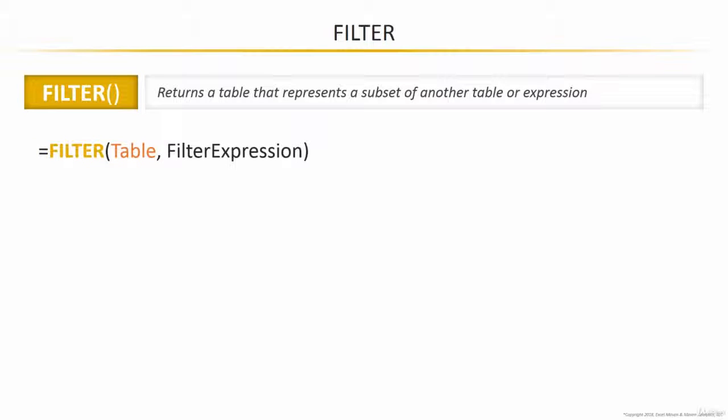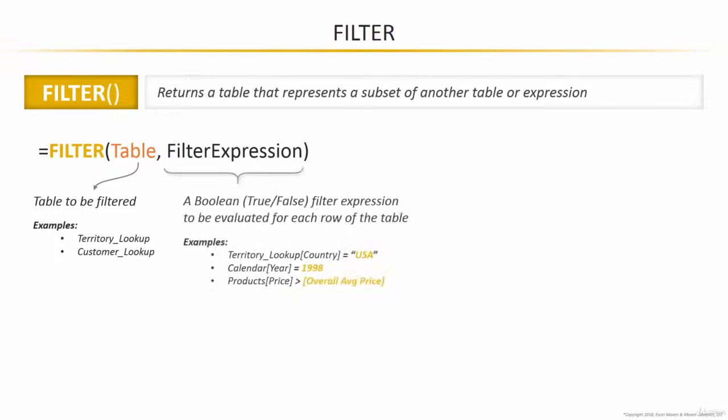So, very simple syntax. The first argument is the table that you'd like to filter. It might be a lookup, might be a data table, doesn't matter, any table. And the second argument is the filter expression, a Boolean true-false filter expression to be evaluated for every single row of the referenced table.